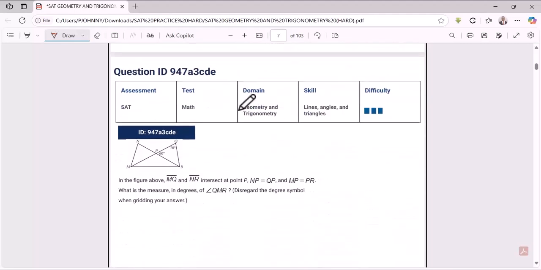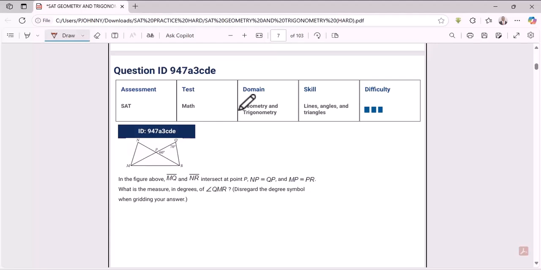Okay, so the next question, they say in this figure MQ and NR intersect at P. NP is equal to QP and MP is equal to PR. Okay, what's the measure of angle QMR? So we're looking for angle QMR. So we're looking for this angle here.